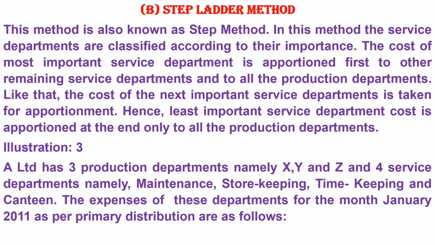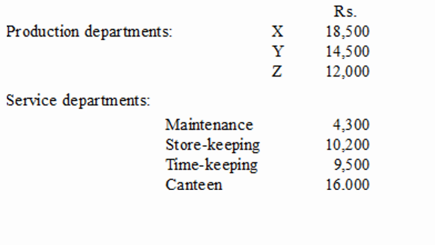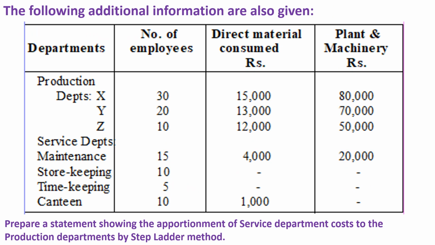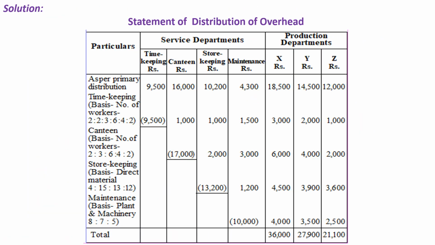Illustration 3. A Limited has 3 production departments, namely X, Y, and Z, and 4 service departments, namely maintenance, storekeeping, timekeeping, and canteen. The expenses of these departments for the month January 2011 as per primary distribution are as follows. The details are presented here. The following additional information is also given. Prepare a statement showing the apportionment of service department costs to the production departments by step ladder method. Solution. Statement of distribution of overhead is stated here.